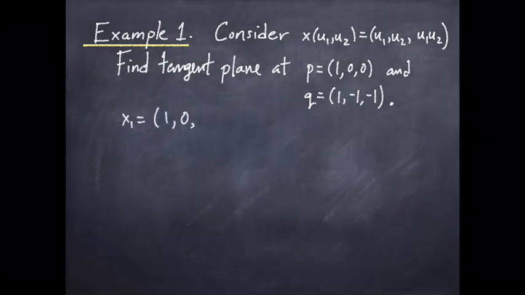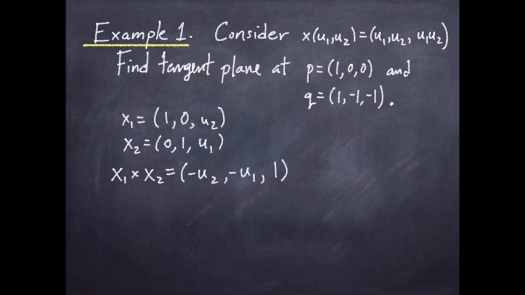Now let's write down the partial derivatives of x with respect to u1 and u2. With respect to u1, of course, we start off with the first component being 1, second component 0. The third component, since it's u1 times u2, partial with respect to u1 is just u2. Something similar happens with the partial with respect to u2. You get (0, 1, u1).